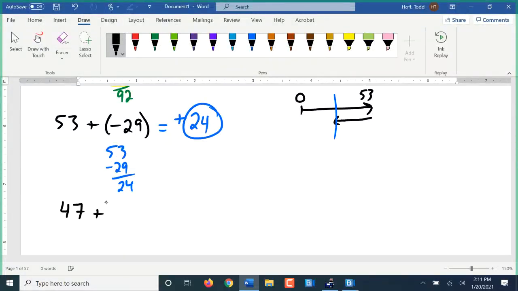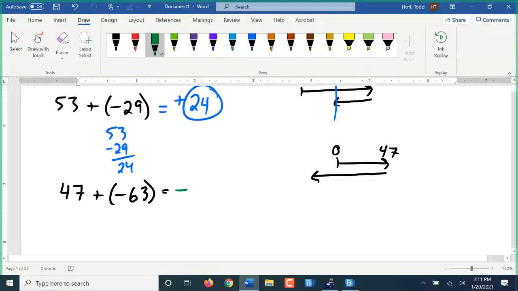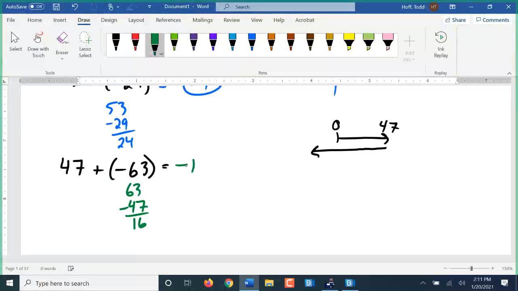I might have 47 minus a negative 63. Here's 0. Positive 47 goes this way. Negative 63, same direction or opposite direction? Opposite direction. Longer or shorter? Longer. So it goes past 0. So that's telling us our answer here is negative because it went across to the negative side of 0. Opposite directions, so the values are subtracted. 63 is the bigger one, minus 47. It is going to give us 16, negative 16.